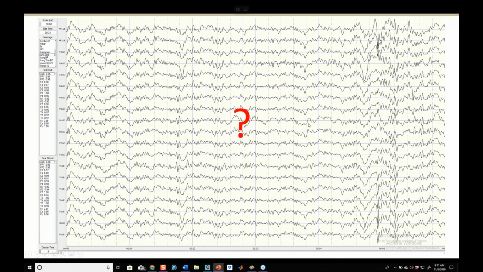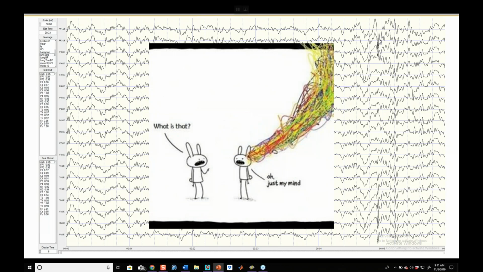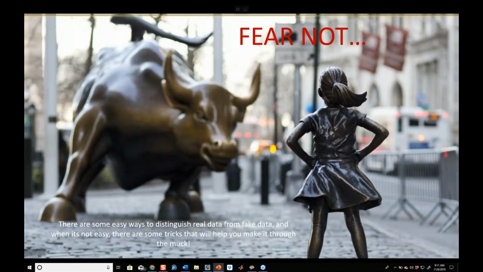So generally, when we start recording EEG, people get a little bit perplexed, and they say, I have no idea what to pick. How do I even decide what's real and what's fake? And we get into some sort of artifacting paralysis where it takes an hour to artifact an EEG. And so the point of this lecture today is to help you distinguish real data from fake data, to give you some tips and some tricks that'll help you make it through the muck.